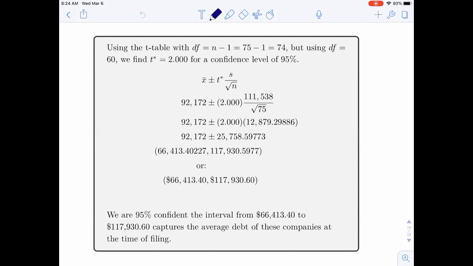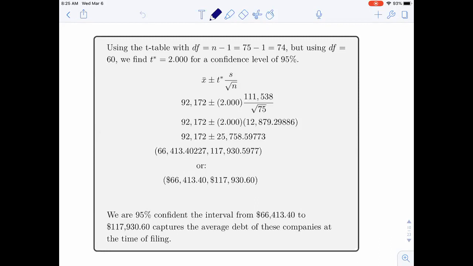And so our interval, lots of commas in here, mostly because it gets too long if you don't break it out, is between 66,000 and 117,000. Whenever we've done a confidence interval, we have to interpret it. And we use that blurb: we're 95% confident the interval from 66 whatever to 117 whatever captures the average debt of these companies at the time of filing.